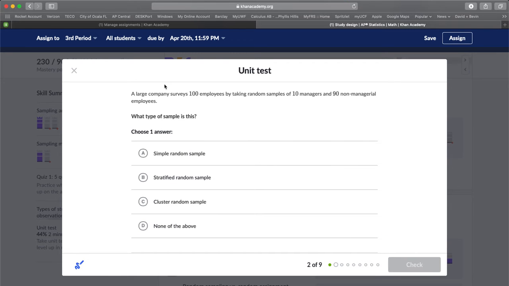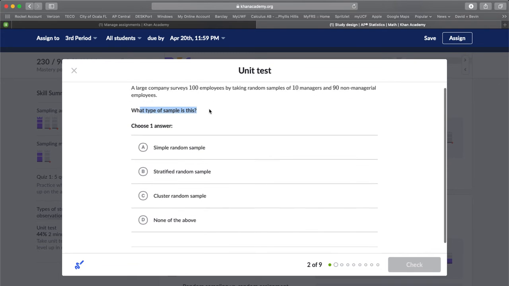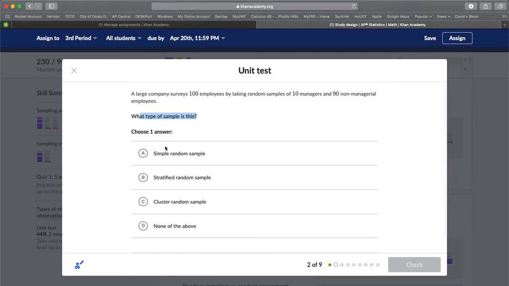All right. So a large company surveys 100 employees by taking a random sample of 10 managers and 90 non-managerial employees. What type of sample is this? One idea here is it's definitely not a simple random sample, because what's implied in the wording is that you decided deliberately to randomly sample 10 managers and 90 non-managers. A simple random sample doesn't specify it like this. In other words, this 10 and 90 ratio comes out from the randomness.